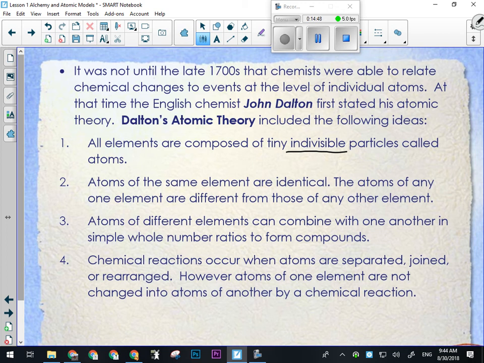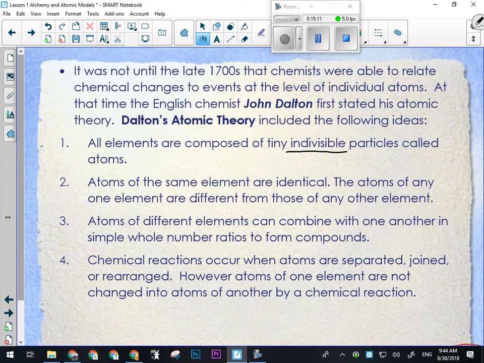His second point: atoms of the same element are identical. That's crucial, and for the most part, it still holds true. When we learn about isotopes and things like that, we will find that two atoms of oxygen could have slight differences in the number of neutrons, but they do always have the same number of protons in the nucleus.